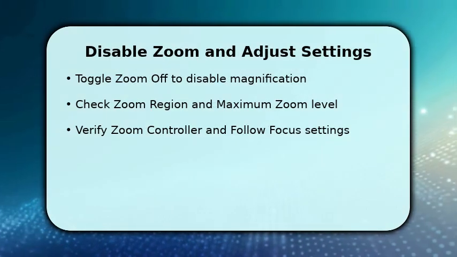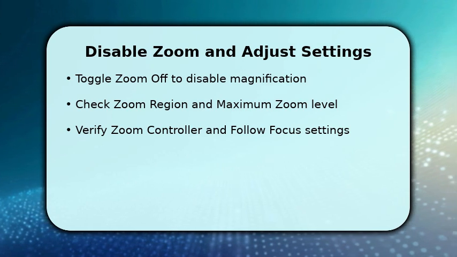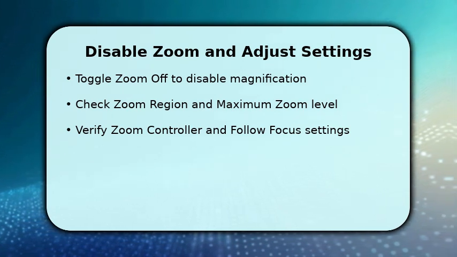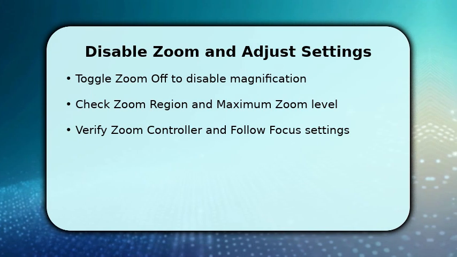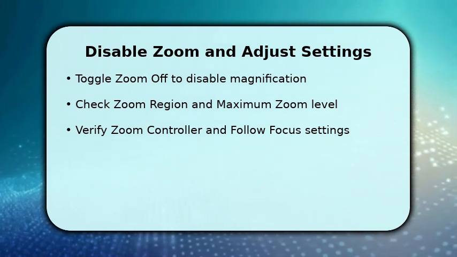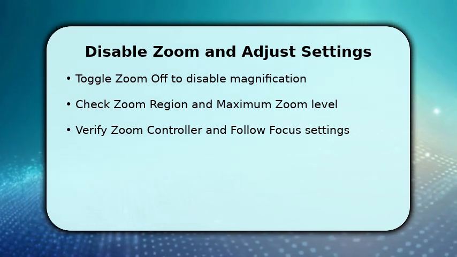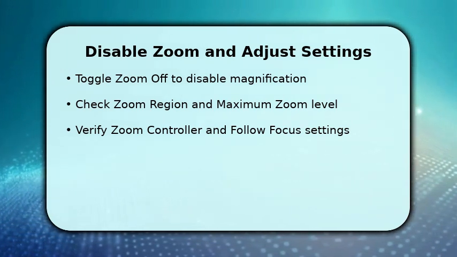You see the zoom toggle at the top. Switch it off to remove the magnifier immediately. If you prefer keeping zoom but limiting it, reduce maximum zoom or set zoom region to full screen so fewer gestures trigger it. Make sure follow focus and zoom controller are set how you want. Turning the controller off reduces accidental activation.